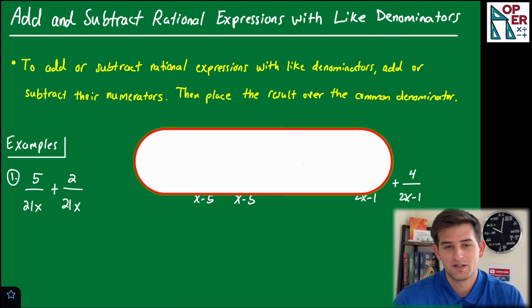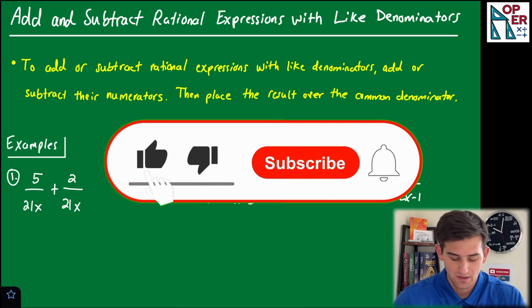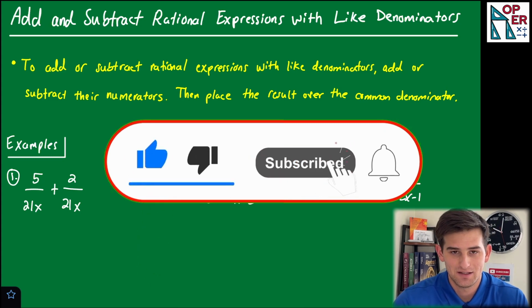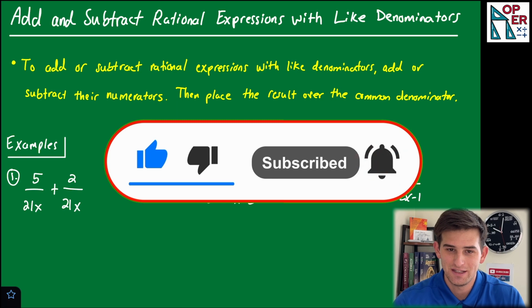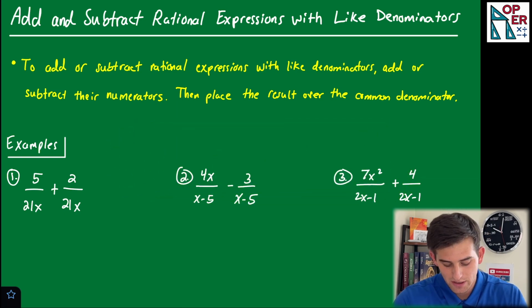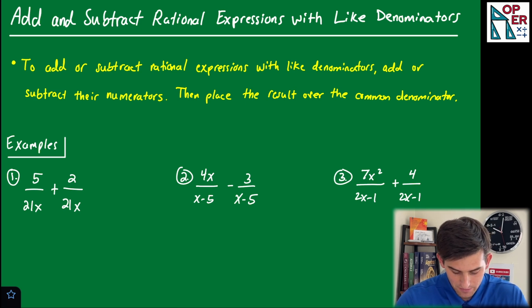Hello everyone, in this video we're going to talk about how we can add and subtract rational expressions with like denominators. So there's not much involved in the video today, but let's go right to it. To add or subtract rational expressions with like denominators, simply add or subtract their numerators and then place the result over the common denominator. So we have three examples on the screen.